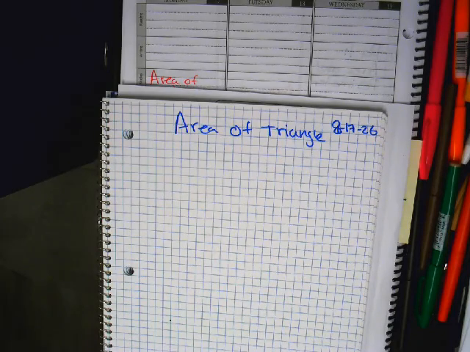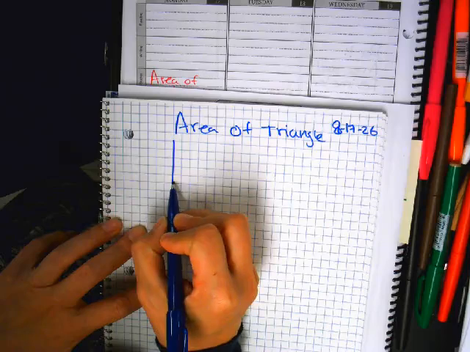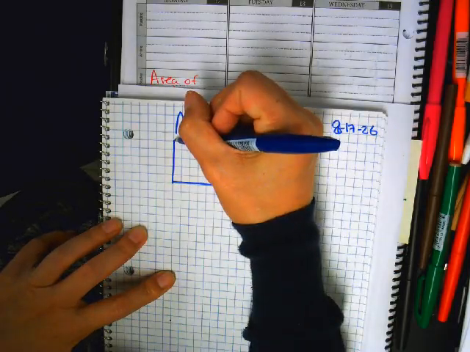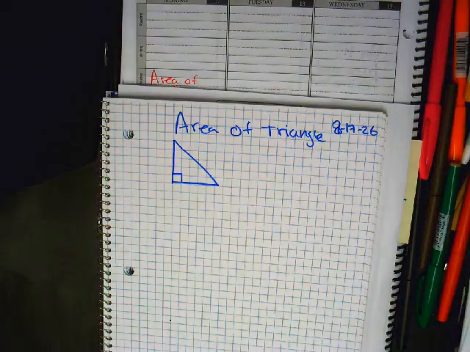Area of a triangle. How many sides does a triangle have? 3. Very good. So let's just draw our basic triangle here. All right.